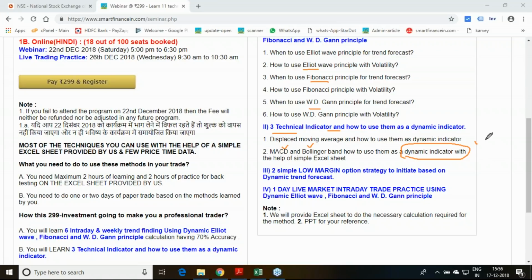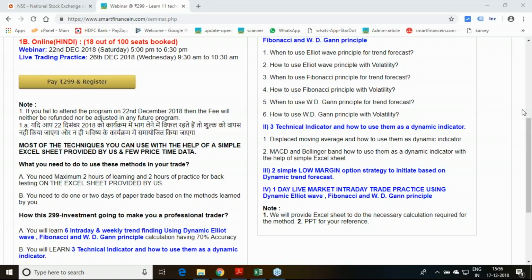So how you can make it a dynamic indicator, a forward indicator, with the help of a simple Excel sheet that you are going to learn. Also, you'll be given one day of live market practice on these particular methods. Whatever you have learned, whether these calculations really work in the market or not, for that we'll also give you exposure. So one day we will have a live session.